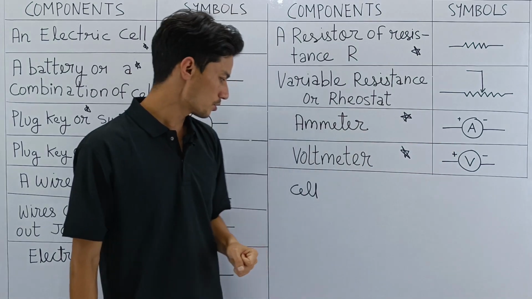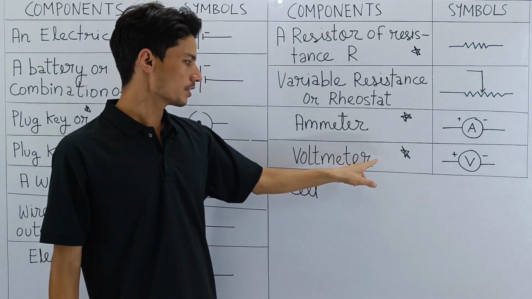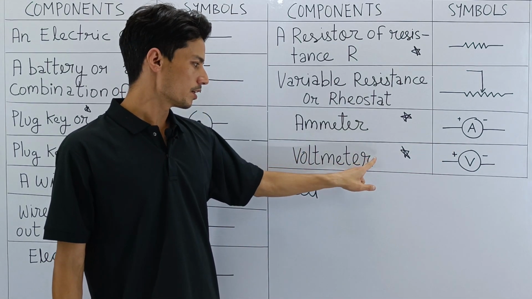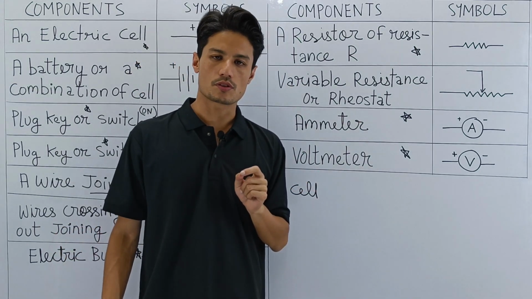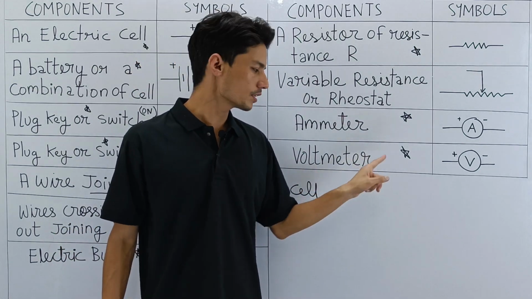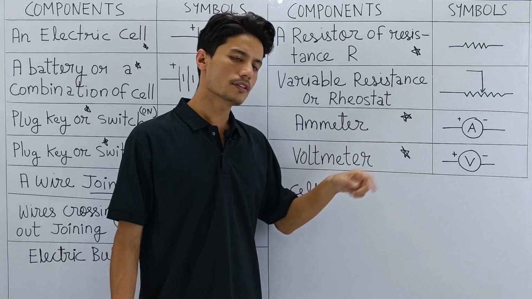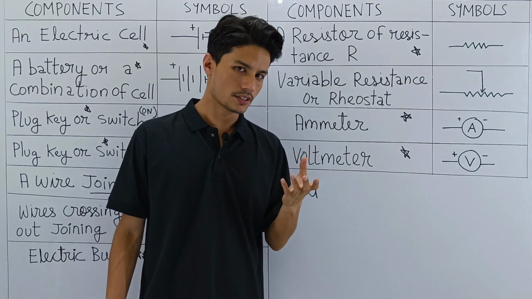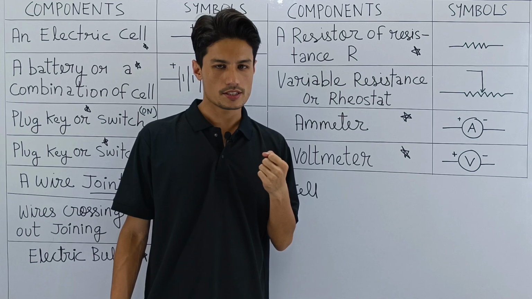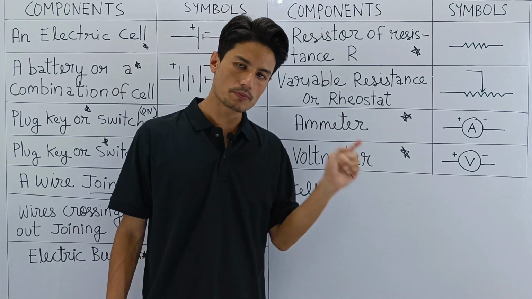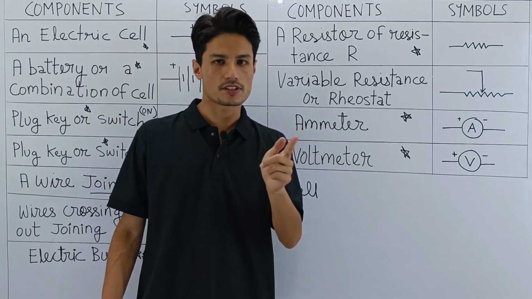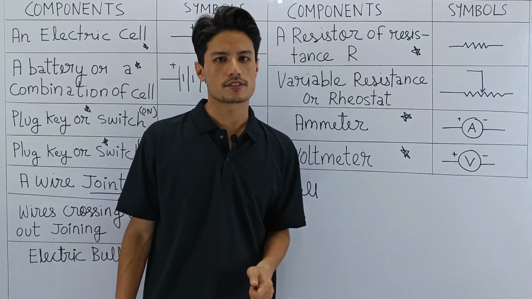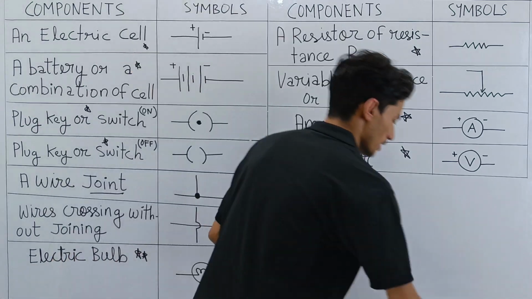All right, now can anybody tell me what a voltmeter is used for? Where do we use a voltmeter, and what does a voltmeter measure? Ammeter, current, very good. What about voltmeter? Tell me. Yes, do you know the answer? Yes, a voltmeter measures potential difference. Okay, it measures potential difference. All right, now moving ahead.